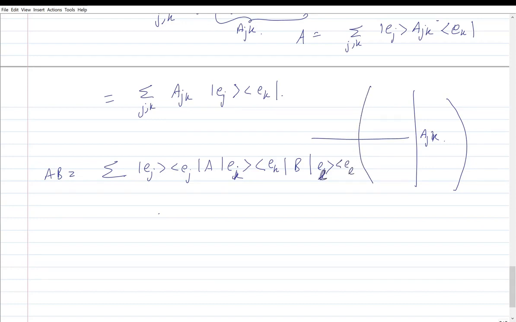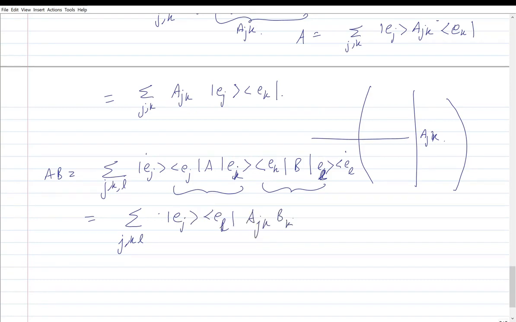So this turns out to be one matrix element, this turns out to be another matrix element, and this is the outer product. So I'll have J, K, L, essentially J, K, L, I'll have e_j, e_l, that's essentially my matrix multiplication.